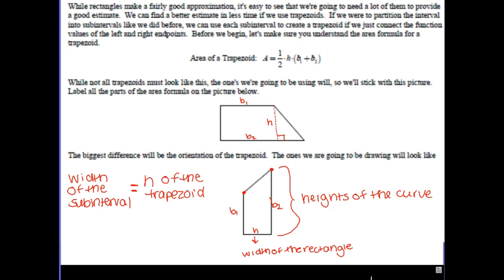Does that make sense? That the bases are the heights of the curve, and the width is the height of the trapezoid. So what we were filling in previously for delta x is now our h. If you pick two different points that you know are on the graph, that's what the heights of the bases are going to be.